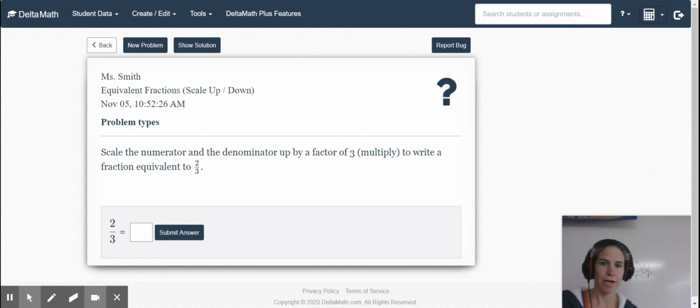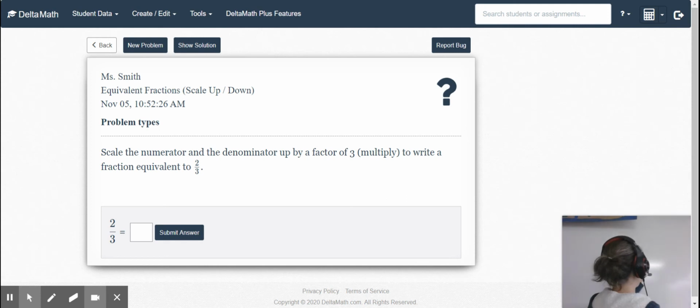Next, I want to show you how you can work on the equivalent fractions. So this is the equivalent fractions assignment that was in Delta Math. It says on here that you're going to scale the numerator and denominator up by a factor of 3. So if you're scaling up, then you're multiplying, it's getting bigger. And it even says in the directions to multiply. You see right there where it says multiply to write a fraction equivalent to 2/3.